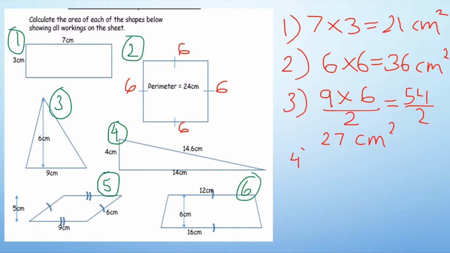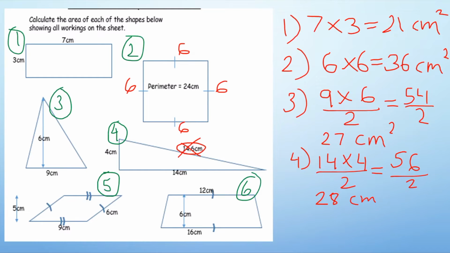Now for the fourth one, we have another triangle. As you can see, there is an extra measurement given over here, but we shouldn't care about that since that has nothing to do with finding the area of a triangle. 14 into 4, apply the formula again, divide by 2, which will give us 56 divided by 2, which will give us 28 centimeters squared.